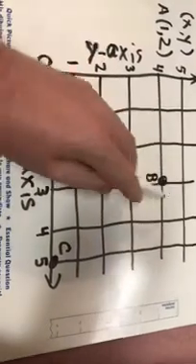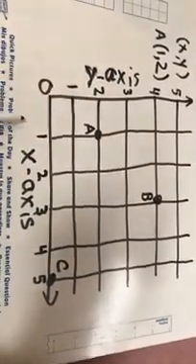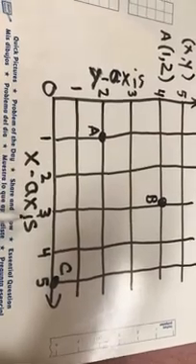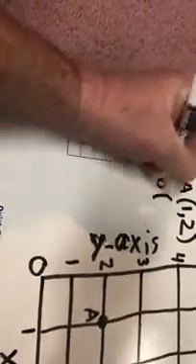Now I go to point B, which is this one right here. I go to my x-axis, and I think, okay, I'm going over. It's there. It's at 3. So for B, the first thing I'm going to write down for the x-axis is 3.